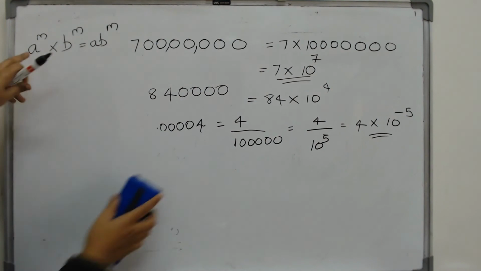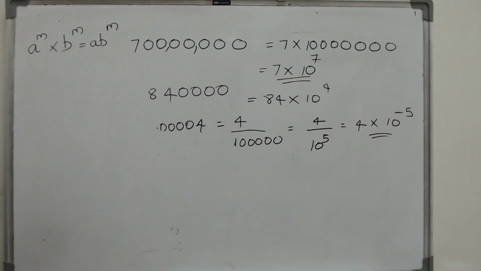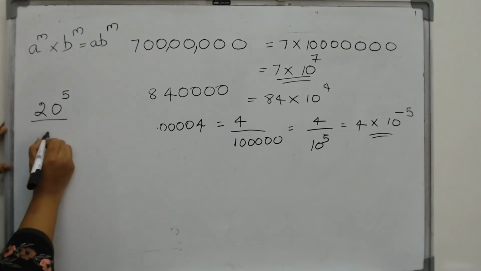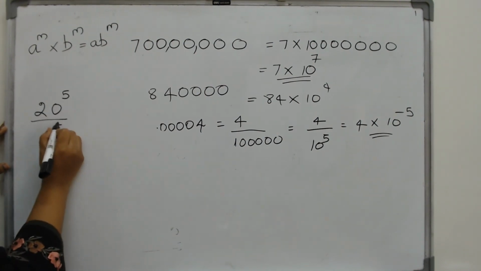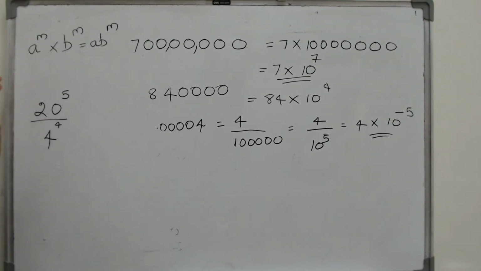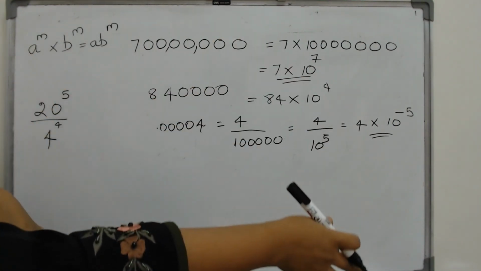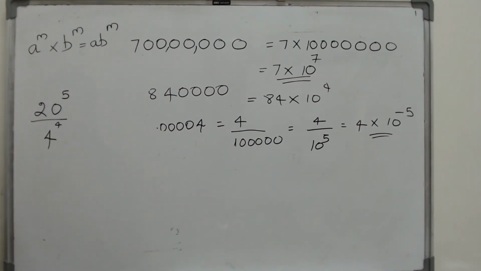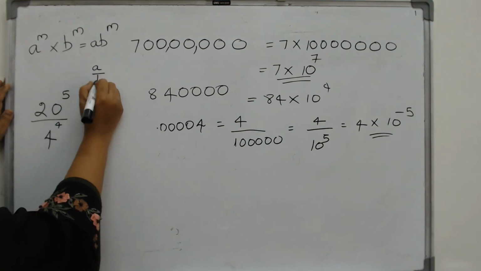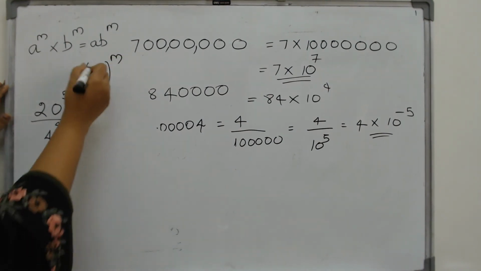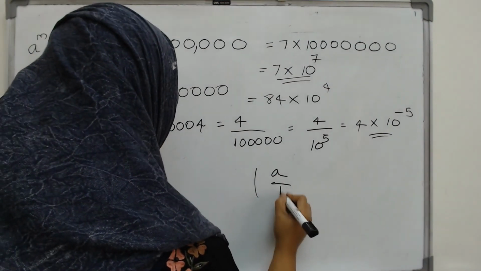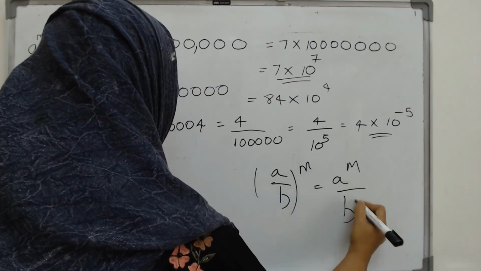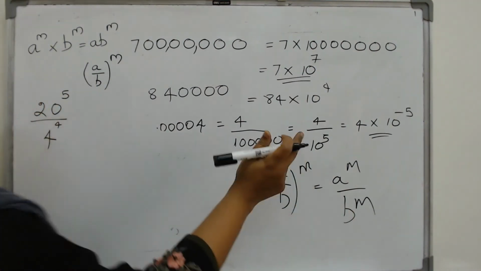Here, we had different bases, right? See something like this. 2 raised to 5 by, say, 4 raised to 4. Now, you have to do 20 into 20 into 25 times and 4 into 4 into 4 times. Instead of that, can we apply this? A by B, the whole raised to m is equal to a raised to m by b raised to m. But then for that you need the same exponent.